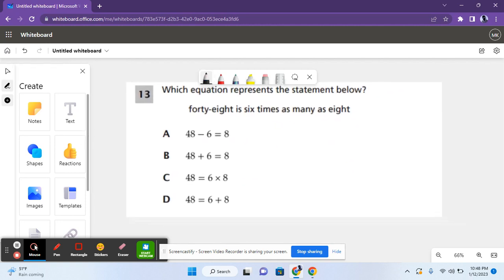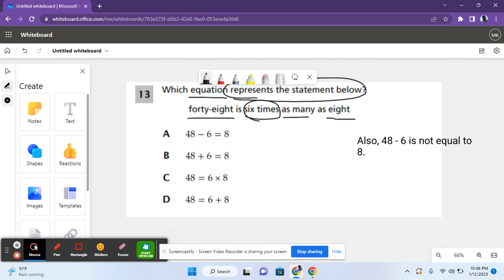So here it says, which equation represents the statement below? 48 is 6 times as many as 8. So we have to use process of elimination. For A, it says 48 minus 6 equals 8. There's no subtraction happening because it says 6 times. You're not subtracting anything, so A is not a correct answer.